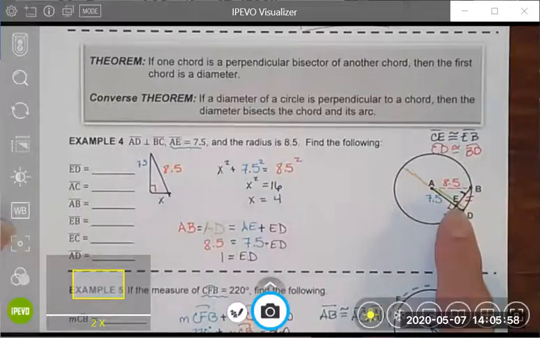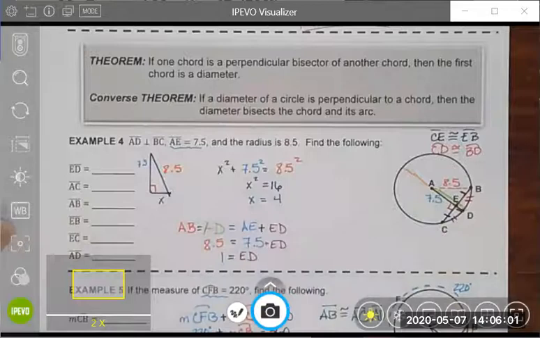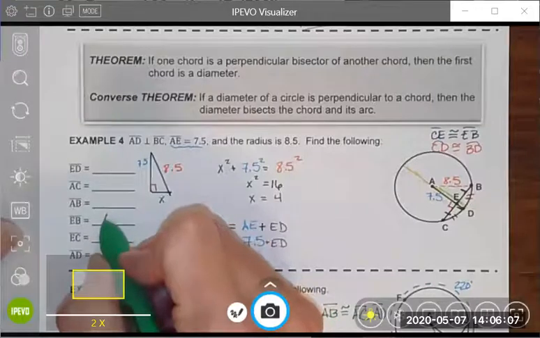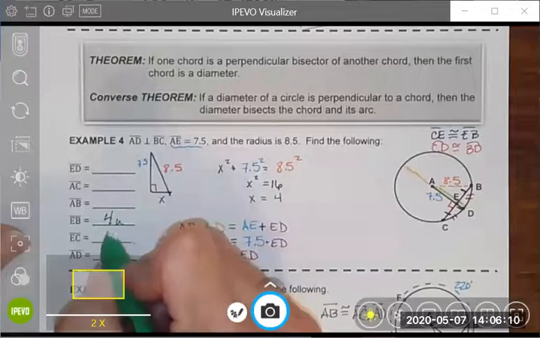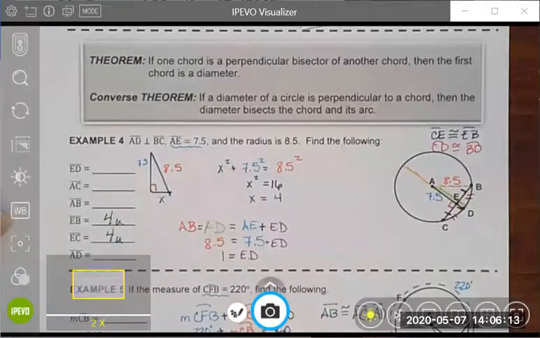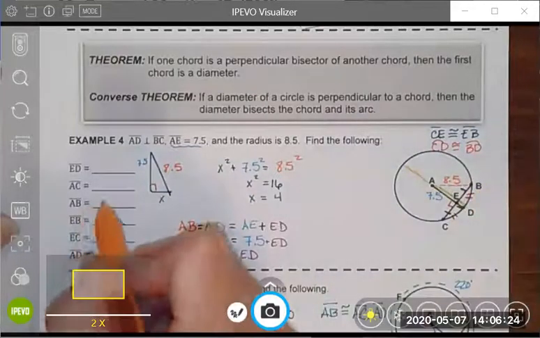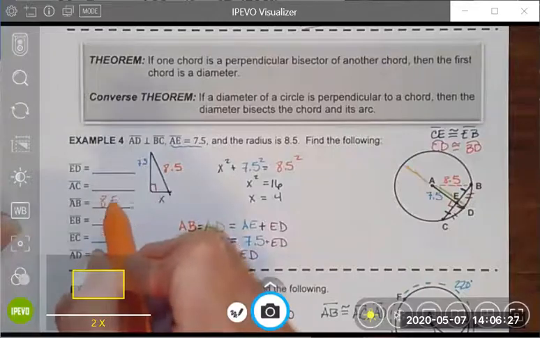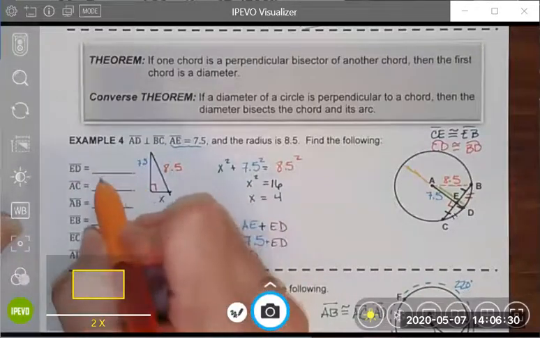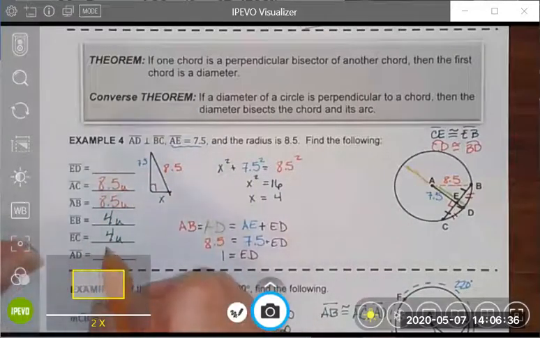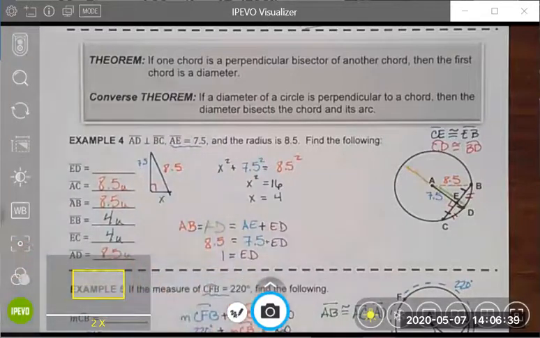So it's half of a chord, and that's going to be 4. If this is 4 units, then we know that E to C is also 4 units, because we already talked about its congruency. And we already talked about how all the radii of my circle are the same. So if segment AB is 8.5 because it's a radius, then segment A to C is also 8.5 because it's a radius, and A to D is going to be 8.5 because it's a radius.